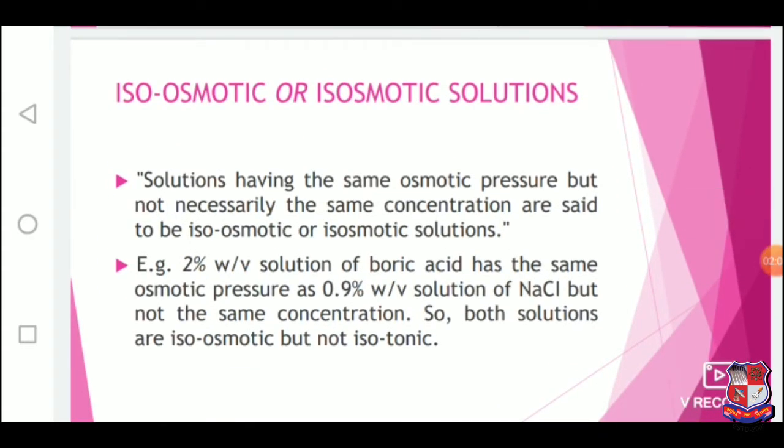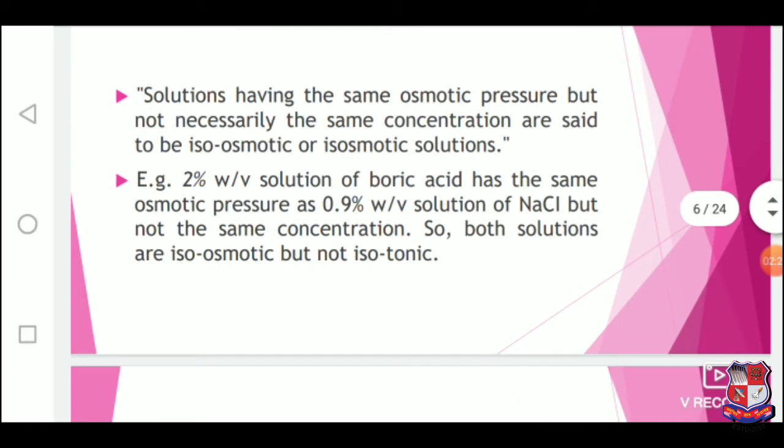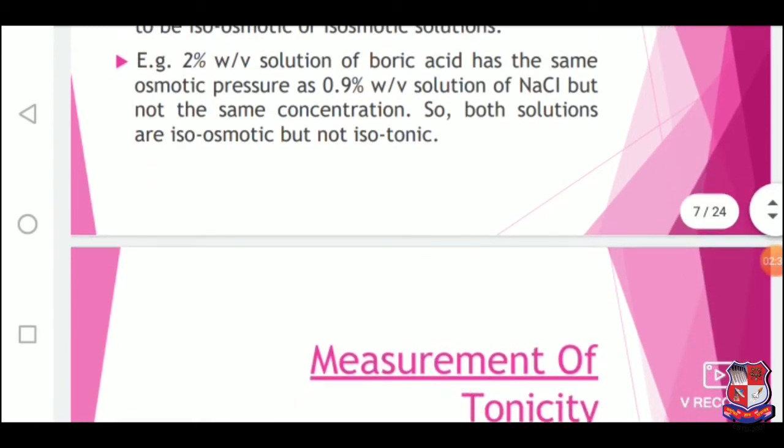Isoosmotic solutions. Solutions having the same osmotic pressure but not necessarily the same concentration are said to be isoosmotic or isosmotic solutions. For example, 2% weight by volume solution of boric acid has the same osmotic pressure as 0.9% weight by volume solution of NaCl, but not the same concentration. Both solutions are isoosmotic but not isotonic.